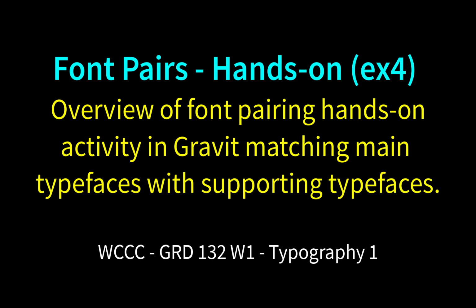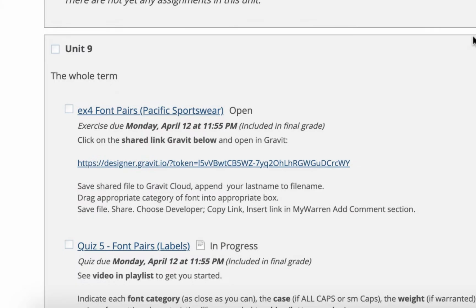Welcome to GRD132 Typography 1 for this Unit 9 assignment, which is ex4 font pairs, and it's kind of a hands-on activity in Gravit. We also do have a font pairs quiz where we're identifying fonts, but this is more drag and drop, so you can do some designing a little bit. It's where you're matching up pairs of fonts.